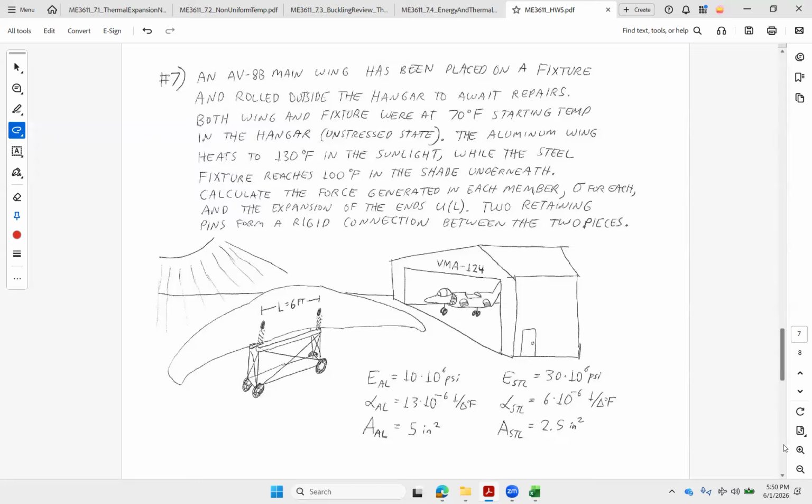So set up a two-bar linkage. This is just a two-bar linkage. They're held together by some fasteners and they're stuck together. So figure out what the force in each one is, what's the stress in each one, and then the expansion of the system, which is one or the other. They should be the same. So that one gives us a chance to try a two-bar linkage with different delta T's.